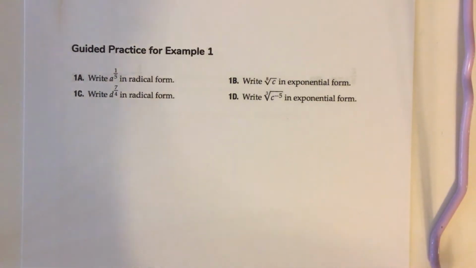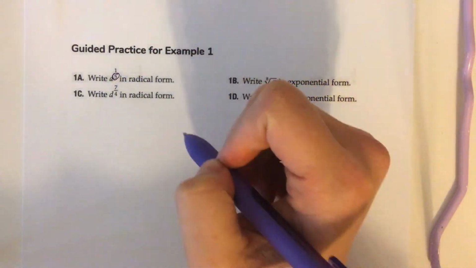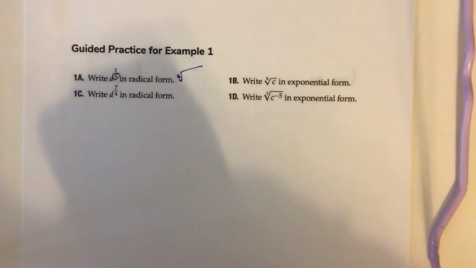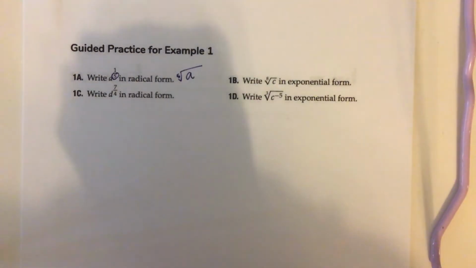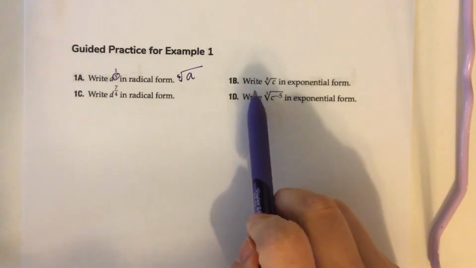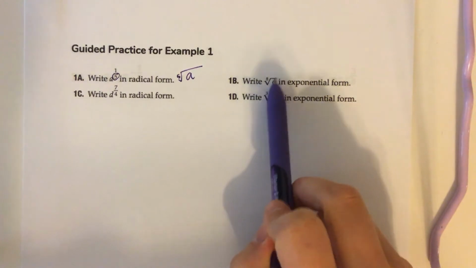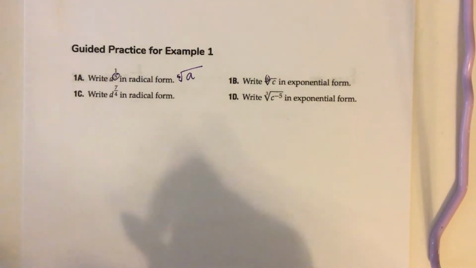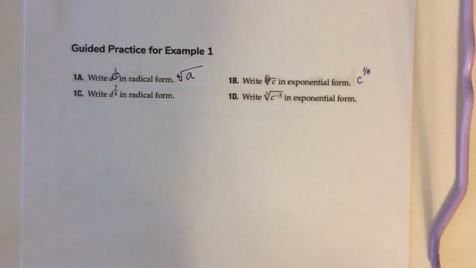All right, so 1a, right? a to the 1/5 power in radical form. Well, I see I have a 5 in my denominator, so I'm going to put it in my radical sign. The 5 goes on the outside, inside the check mark. We're taking the 5th root, and a goes on the inside. Going over to 1b, write the 8th root of c in exponential form. Well, I know that 8 is going to go in the denominator of my fraction, so this is going to be c to the 1/8 power.